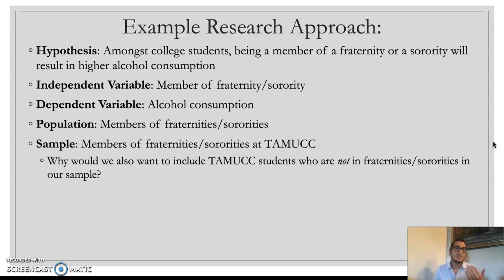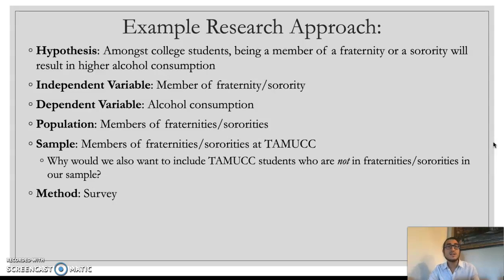If we just asked members of fraternities and sororities how many alcoholic beverages they consume, and we collect that data, we're not going to be able to determine whether it's significantly higher or significantly lower than college students who aren't in fraternities and sororities if we don't also collect data from that group as well. So an important thing to think about when you're collecting data is that just because you're interested in a particular population doesn't mean that's the only group of people you want to collect data from. Sometimes we want a group to make comparisons with, so our findings can be more significant and more pronounced.